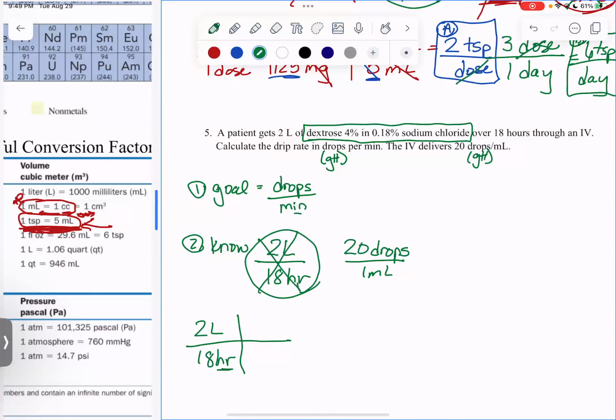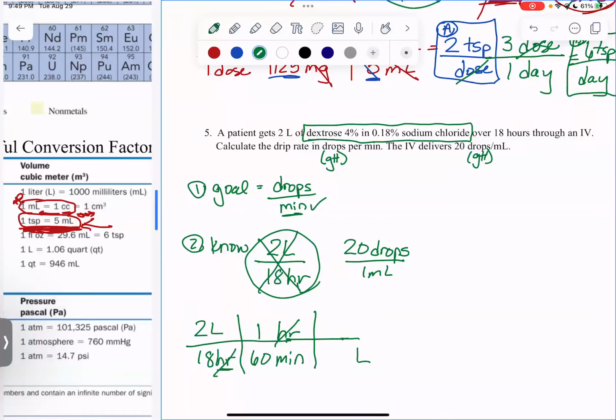If I want to convert hours to minutes, if I want to get rid of hours, I put hours on the top, and I want to introduce minutes. Do I know the relationship between minutes and hours? Sure. I know in 1 hour, there's 60 minutes. So my hours cancel out. I'm left now in liters per minute. Well, liters per minute is not quite what I want. The minute is correct, but the liters is not. So I'm going to put liters on the bottom.